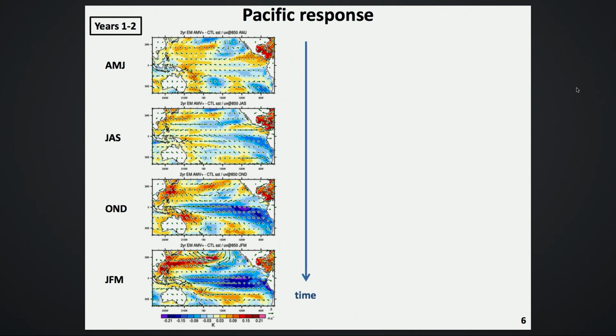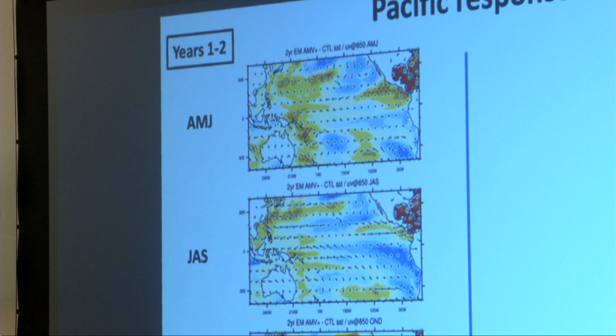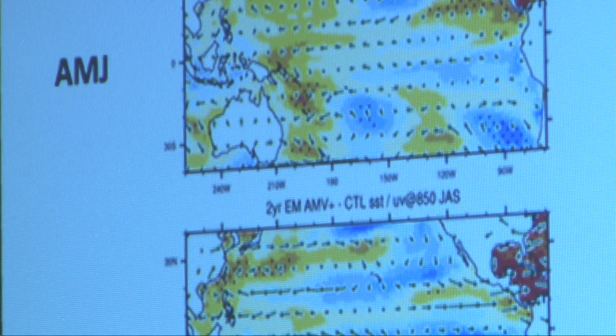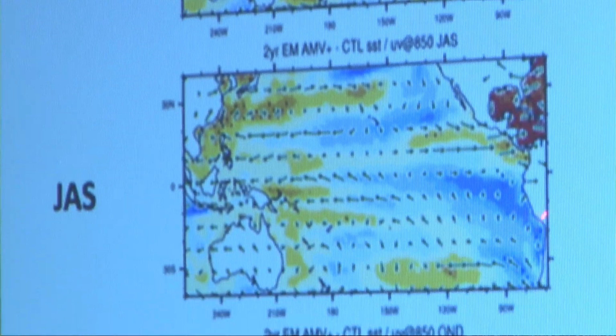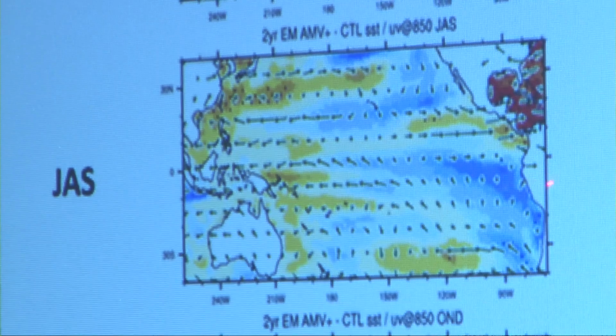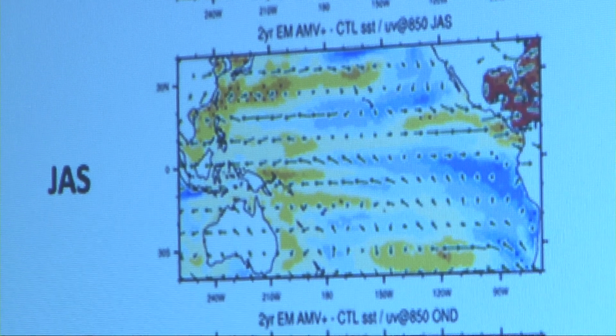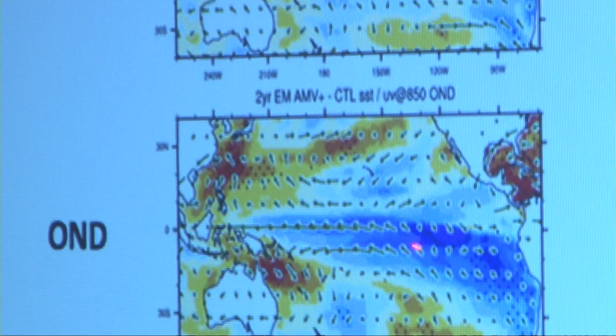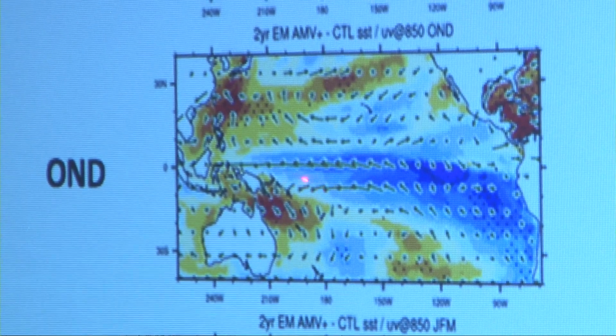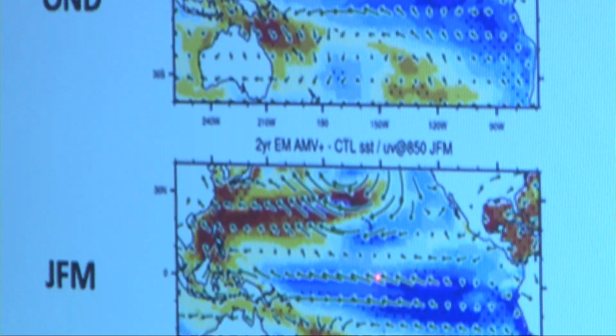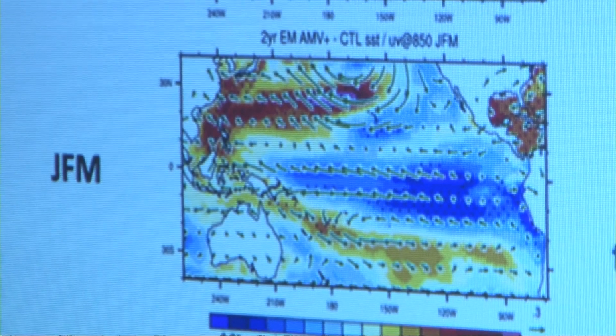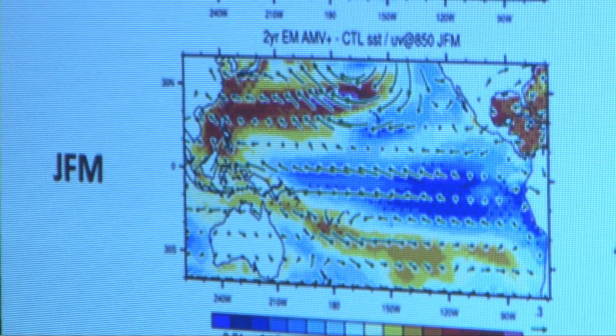These different maps are for different seasons, AMJ, JAS, OND, and JFM, so basically the time is going like that. So we can see that in AMJ, we can just see a little warming over the eastern Pacific there. And with time, we can see the emergence of cooling over the cold tongue that is propagating westward to the central or western Pacific through a complete La Nina type signal in JFM.